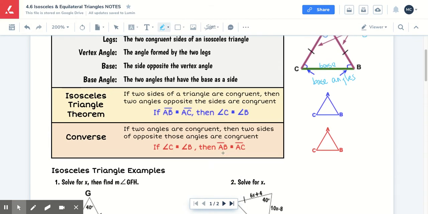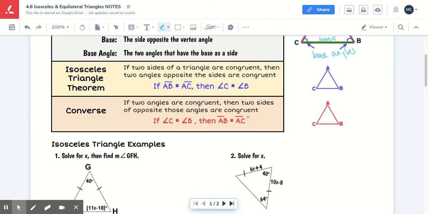Alrighty. Okay, so we do have a theorem that goes along with the isosceles triangle. It's called the isosceles triangle theorem. It says if two sides of a triangle are congruent, then two angles opposite the sides are also congruent. So this says that if this side and this side are congruent, then that means that this angle and this angle are also congruent. The converse of this is also true.